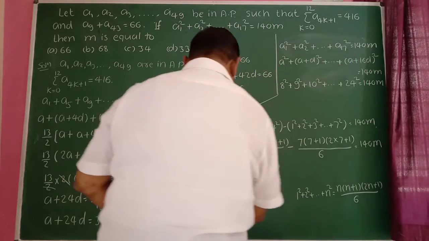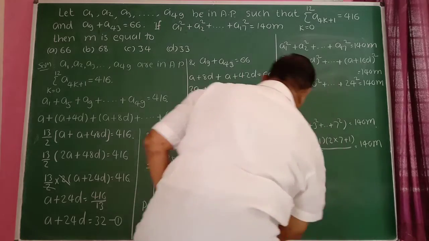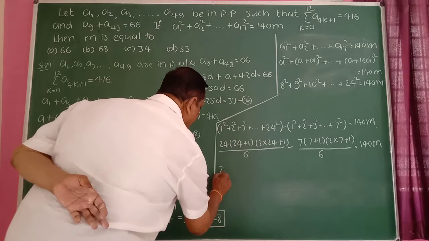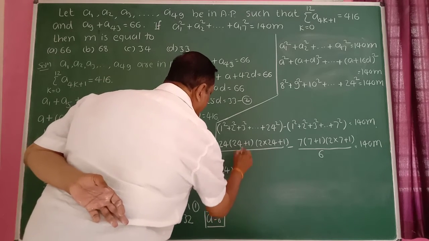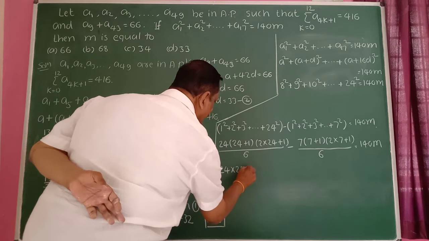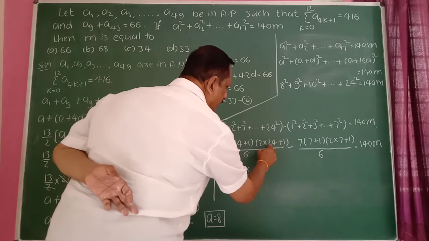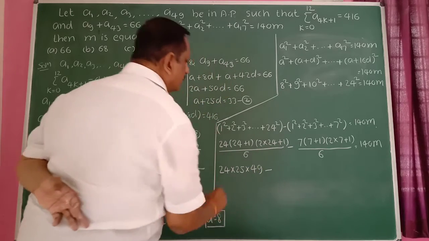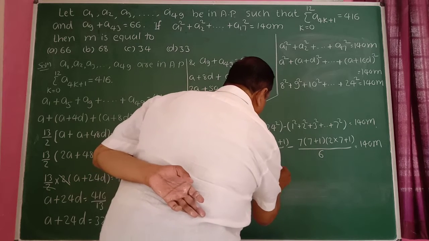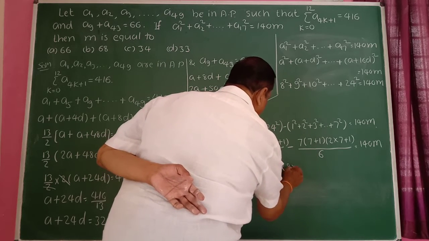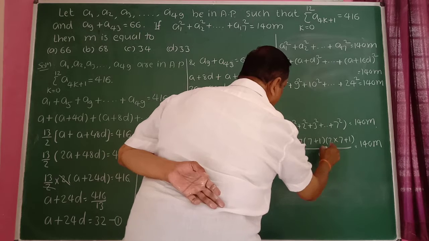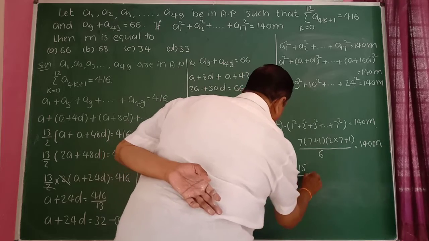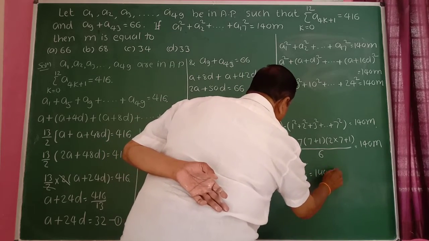That is equal to 140m, using this formula. Then 6 is the LCM here. Then 24 plus 1 is 25, into 2 into 24 is 48 plus 1 is 49. Then minus 7 into 7 plus 1 becomes 8, into 7 twos are 14 plus 1 is 15, divided by 6, that is equal to 140m.